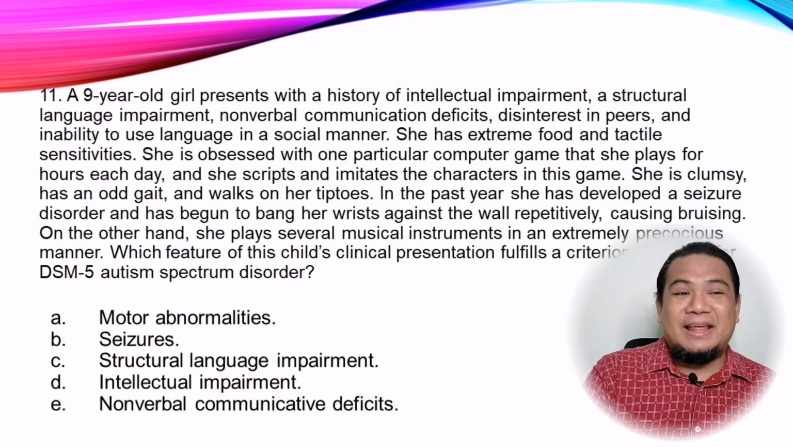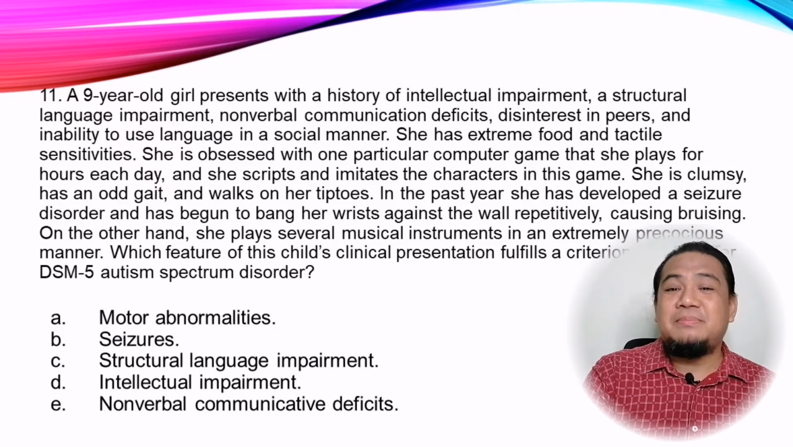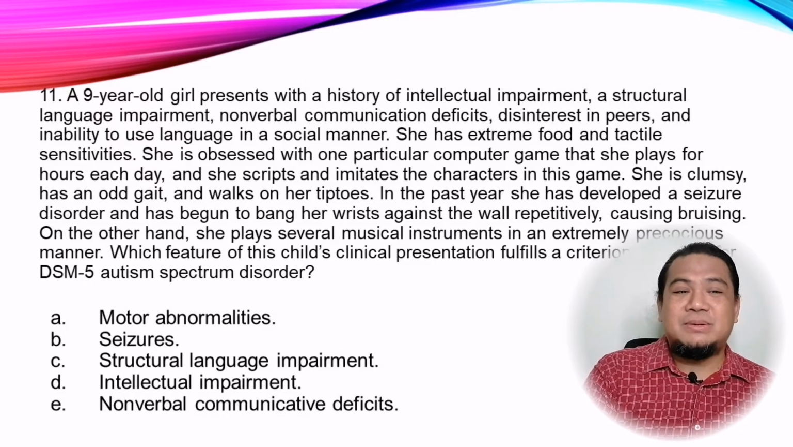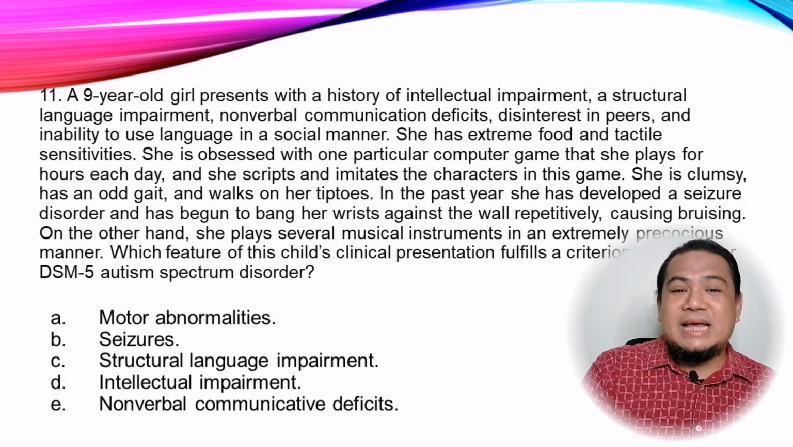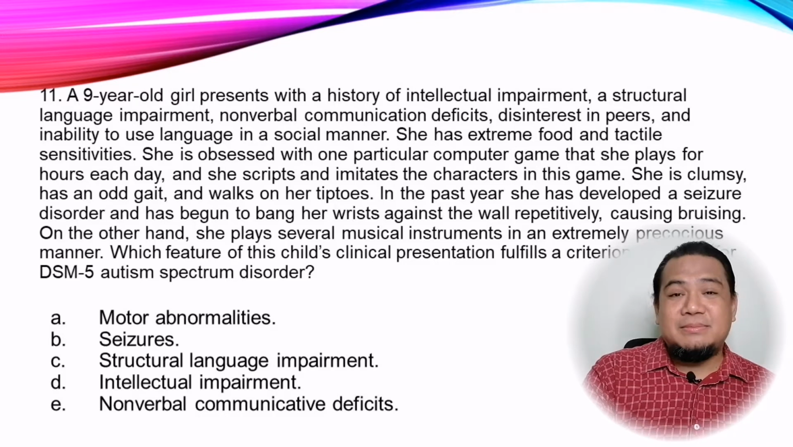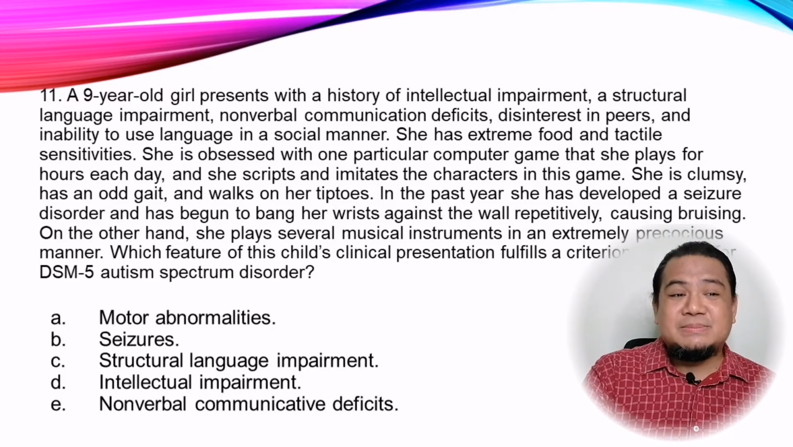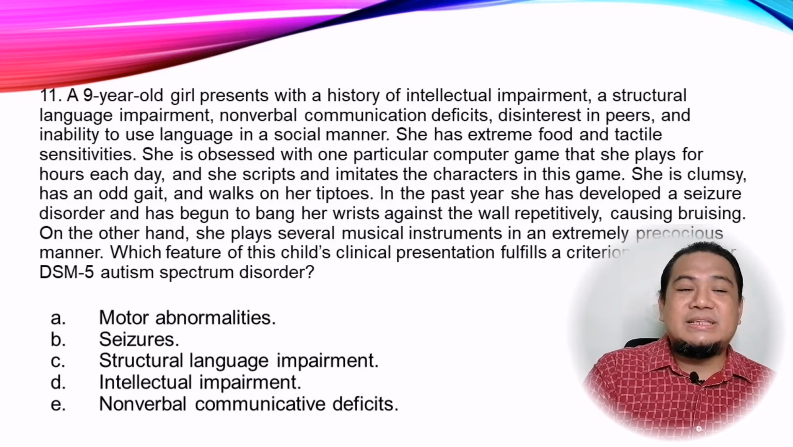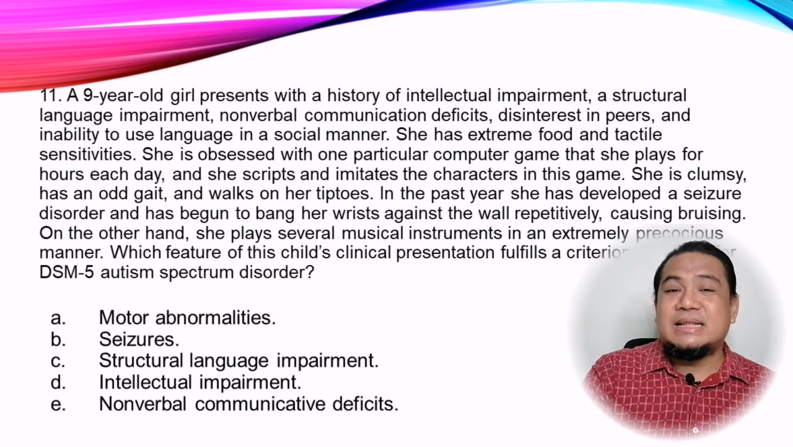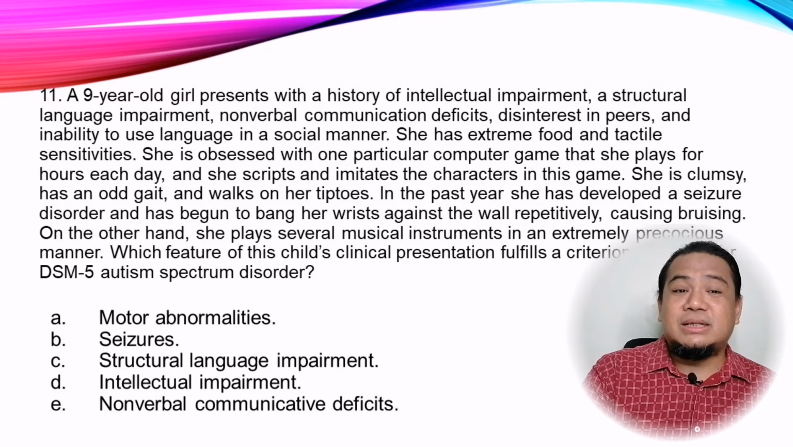Number 11. A 9-year-old girl presents with a history of intellectual impairment, a structural language impairment, nonverbal communication deficits, disinterest in peers, and inability to use language in a social manner. She has extreme food and tactile sensitivities. She is obsessed with one particular computer game that she plays for hours each day, and she scripts and imitates the characters in this game. She is clumsy, has an odd gait, and walks on her tiptoes.